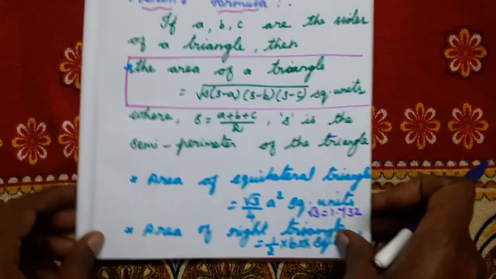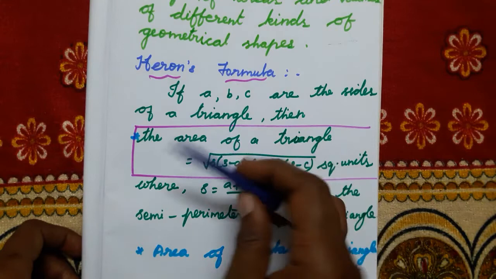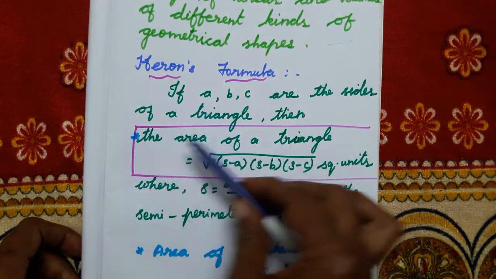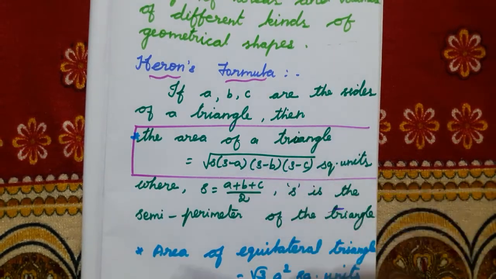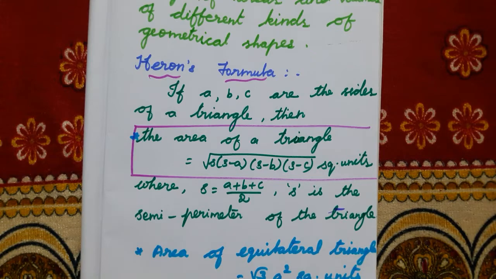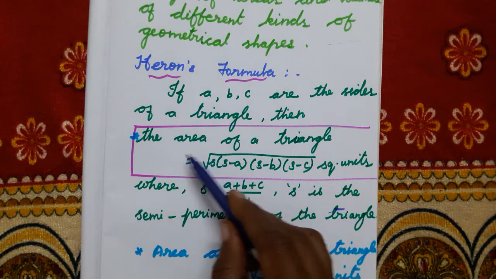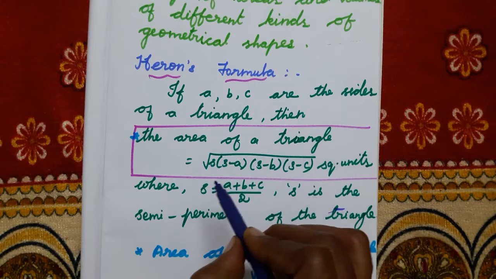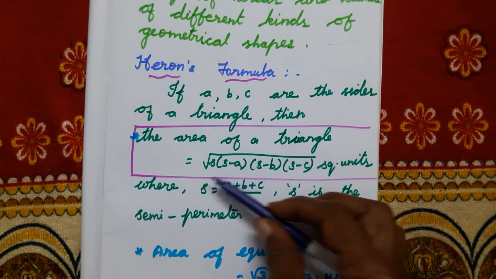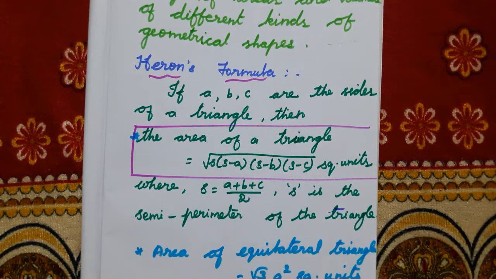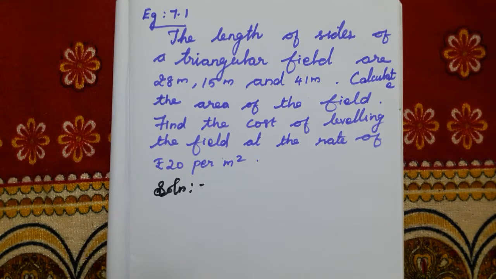First, what is Heron's formula? Using Heron's formula, area of triangle is equal to root of S into (S minus A) into (S minus B) into (S minus C) square units, where S is equal to (A plus B plus C) by 2. Clear this? Now I am going to explain.